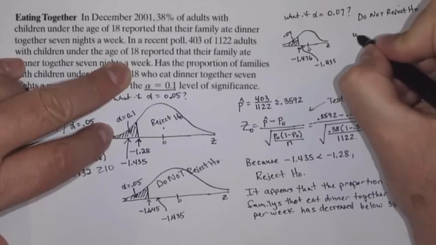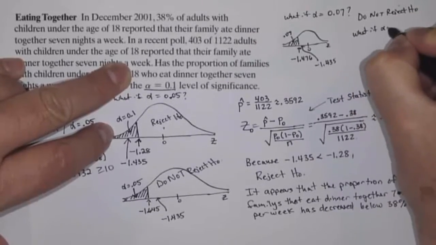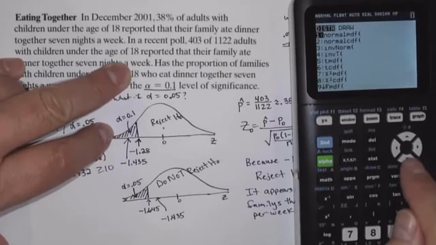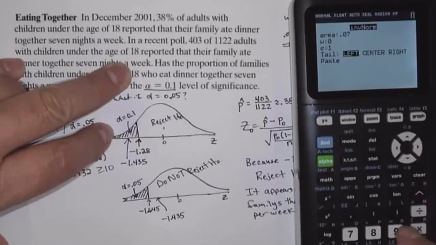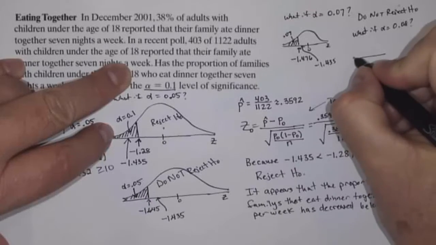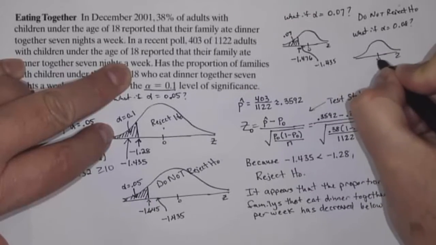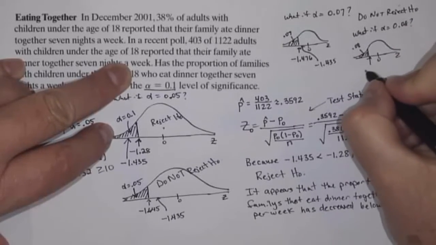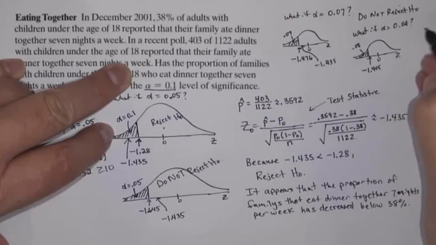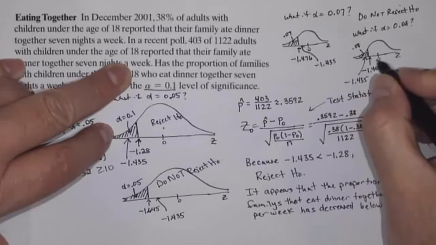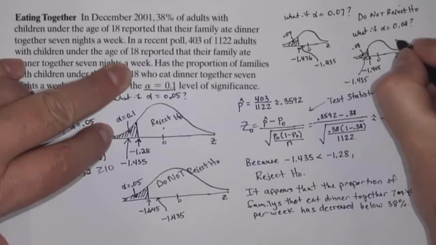But what if I had used 0.08? Well, if alpha is 0.08, then my critical value would be negative 1.405. So my picture, this area would be 0.08, and so that critical value again would be negative 1.405, and so my test statistic, negative 1.435, would be over in the unusual area, so we would reject.